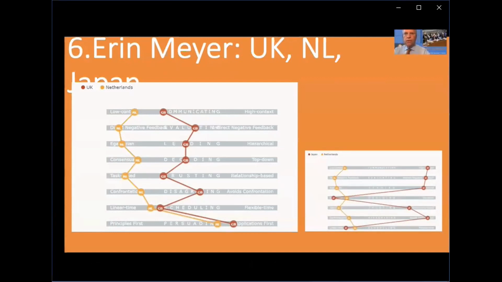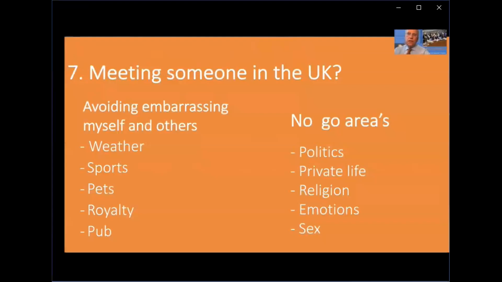It's very interesting to see here in the UK what one can do in the first meeting or not. What do you do? How do you introduce yourself? What are safe subjects to talk about? It really strikes me, and I'm very interested in the observation of all of you who have lived here much longer, that one of the key characteristics in the UK is a fear of either embarrassing yourself or embarrassing the person you're talking to.